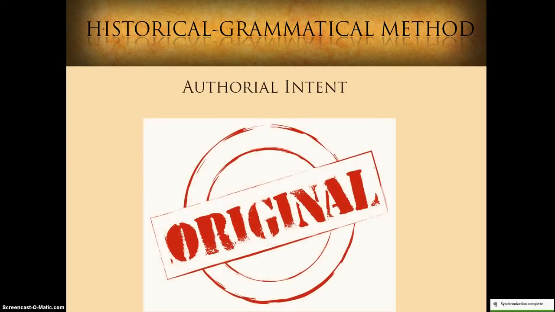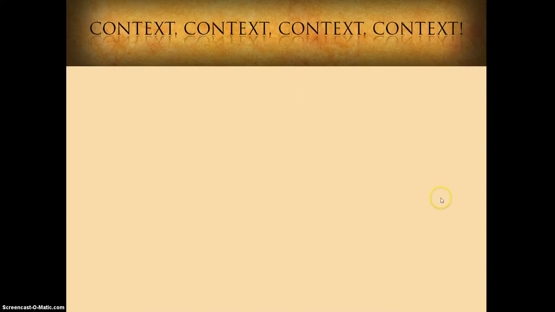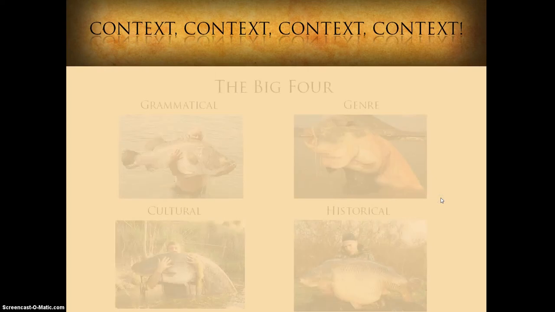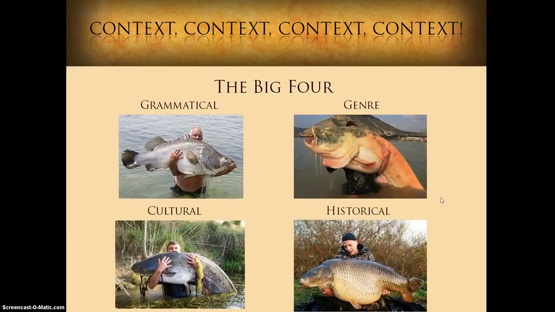What is the historical-grammatical method? Well, you're really trying to get to the author's original intent. What was he trying to communicate to the original readers? And we do that by looking at the context. So it's all about context. That's how you verify whether your interpretation is correct or not.